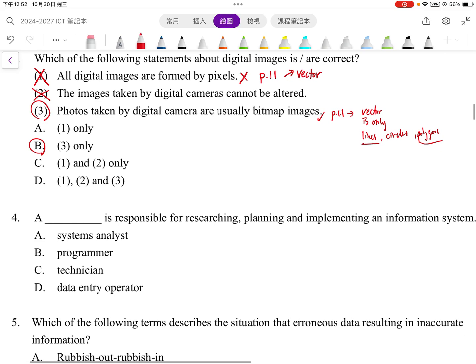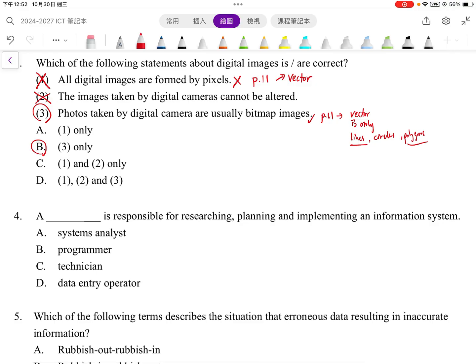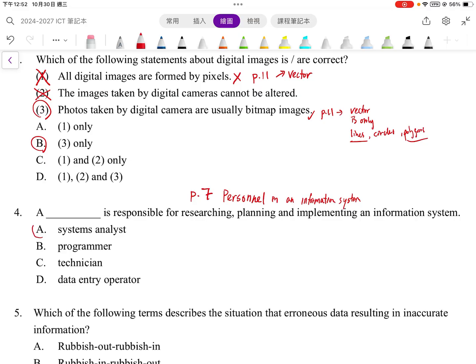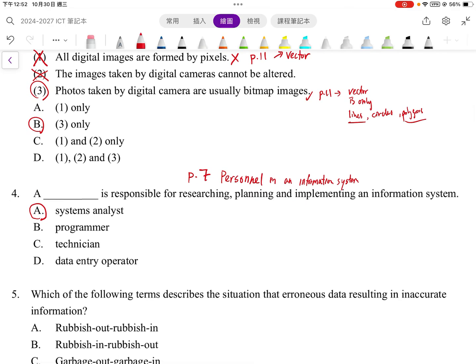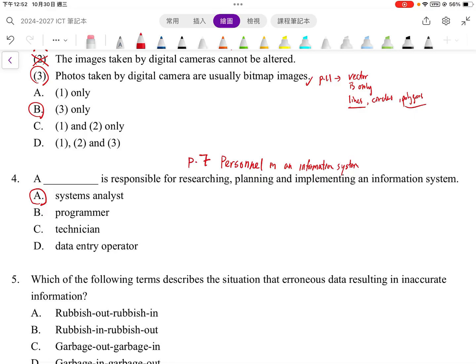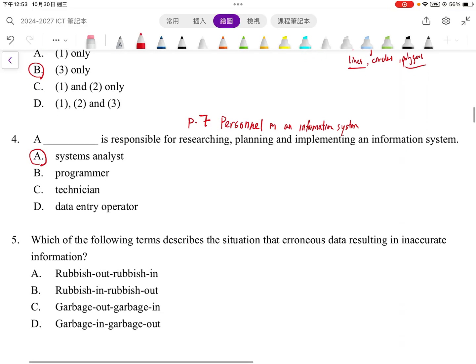So for question 4, something is responsible for researching, planning, and implementing an information system. I will just ask you to refer to your textbook, page 7. So this is all about the personnel in an information system. Okay, so you can have a check of what kind of person will be in charge of some tasks, okay? And after checking, you should find out A should be the possible personnel for this kind of action in the information system. So I will just leave it for you to check your textbook when you are doing question 4.